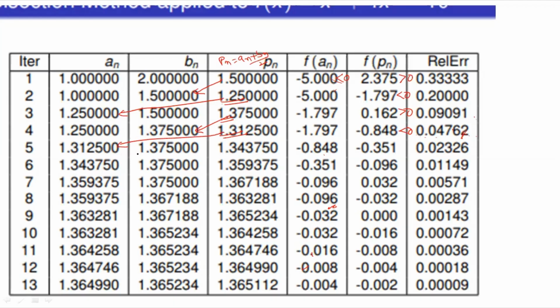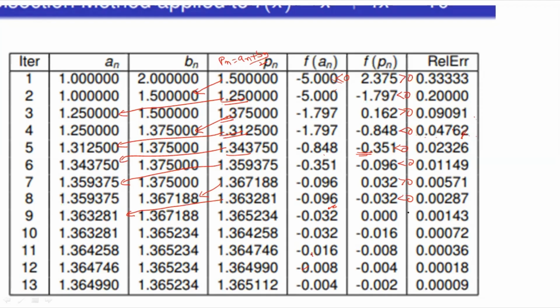Then again, bisect it, 1.3475. You got a negative value. Negative value means less than 0, so it will come to the A place. Then again bisect it. You got a negative value again, so again it will come to the A place. Again bisect it. You got a positive value. Positive value means it will come to B. Again bisect it. You got again a less than 0 value, so it will go to the A place.